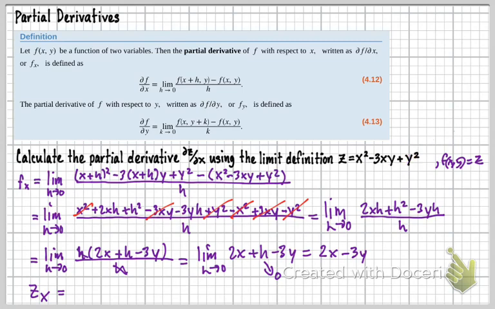So that would mean then that would be 2x, right? Because that's just a power rule. And the y is just a constant, remember that. So that would be minus 3y. And look at the answer that we came up with.